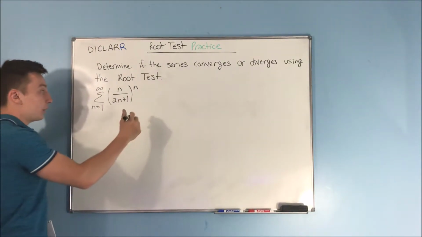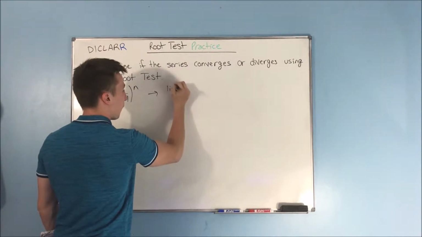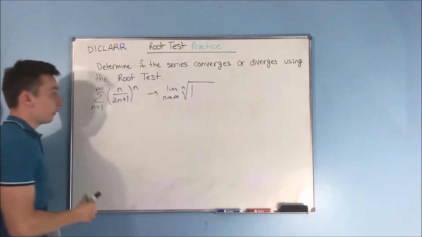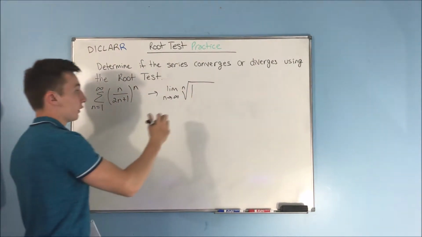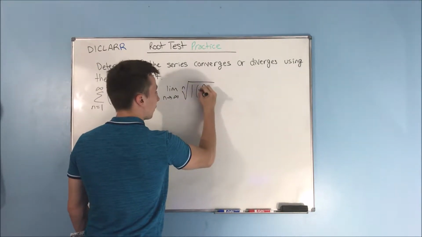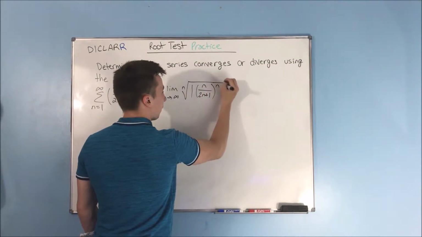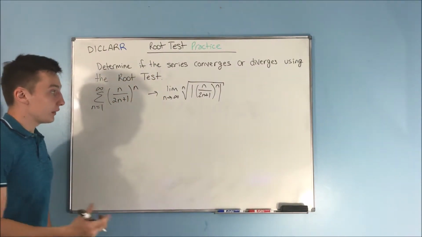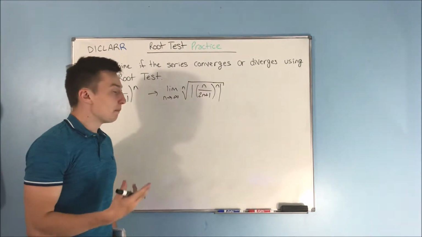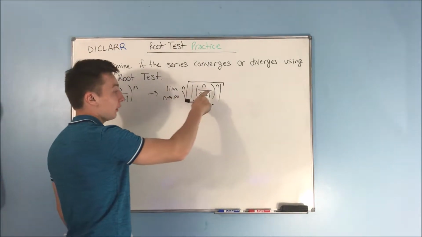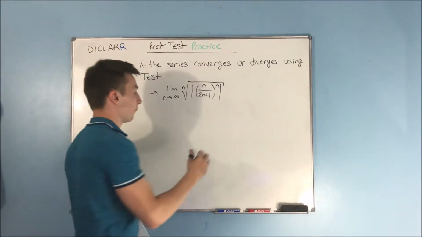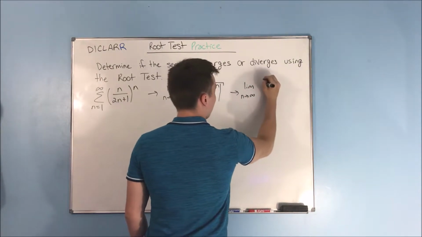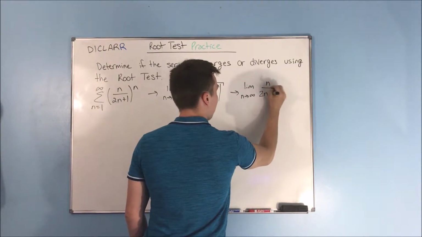If we use the root test here, we take the limit as n approaches infinity of the nth root of the absolute value of a sub n. A sub n is this (n over 2n plus 1) raised to the nth power. We can get rid of those absolute value signs because everything in here is positive anyway. If we're raising it to the nth power and taking the nth root, those cancel out, and we're left with the limit as n approaches infinity of n over 2n plus 1.